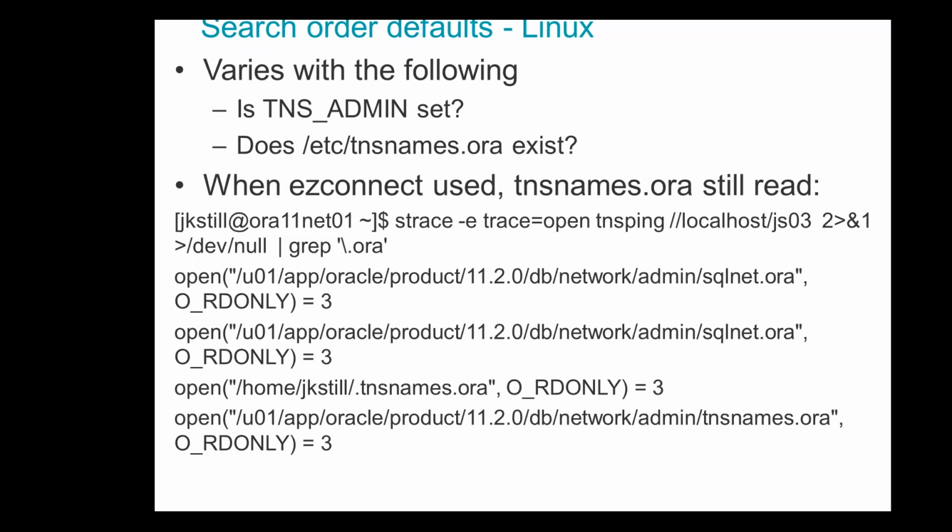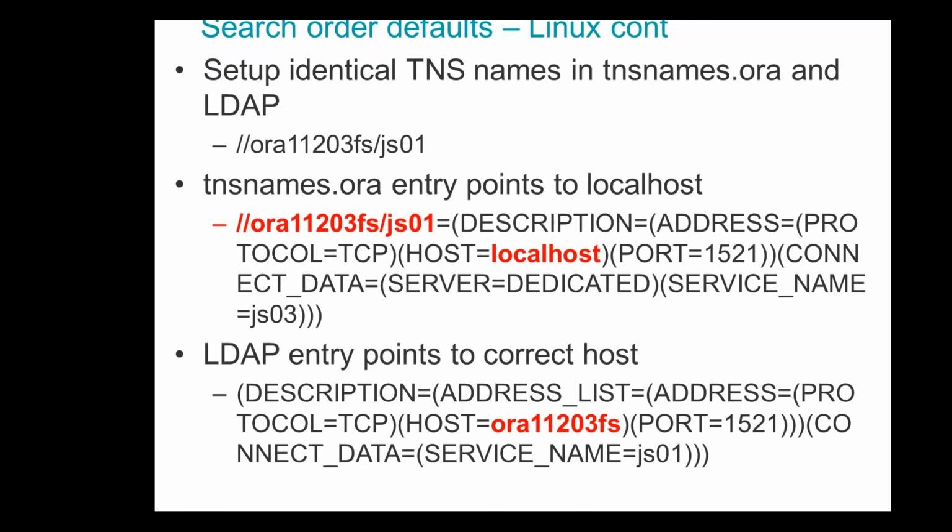I don't appear to read anything or try to parse them, because when I did this, that tnsnames.ora file was indeed incorrect, so I didn't try to parse the contents. So let's find out what the search order defaults are and do a little experimentation here.